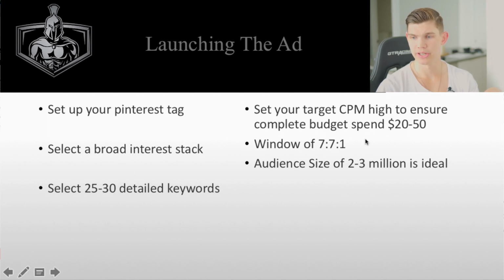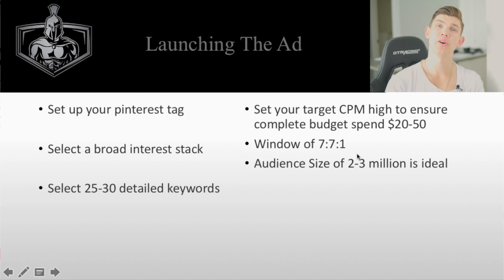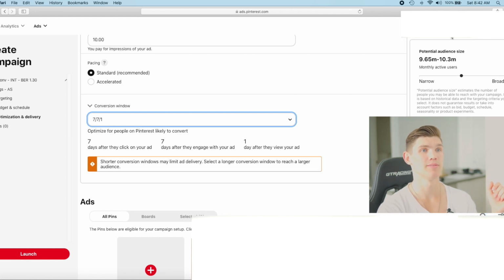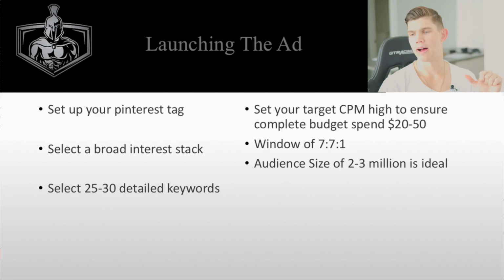We have a conversion window of 7, 7, 1 and an audience size of 2 to 3 million is ideal, but typically you'll only notice that with your lookalike audiences. So 2 to 3 million is actually basically a minimum. Here, as you can see, we have an audience size of 9.6 to 10.3 million. That's still okay. We just don't want huge ones like 40 or 50 million. That's pushing the limits a little bit. But typically 2 to 3 million is ideal, 9 to 10 perfectly fine.